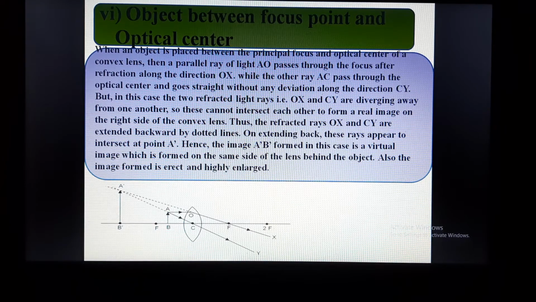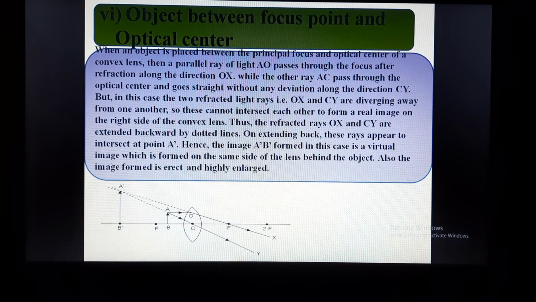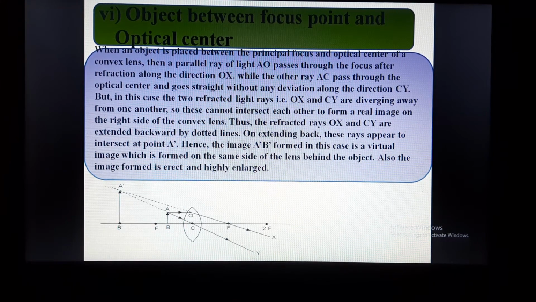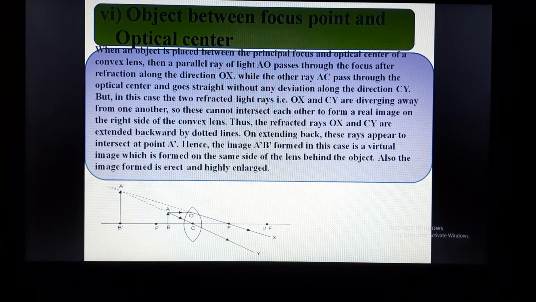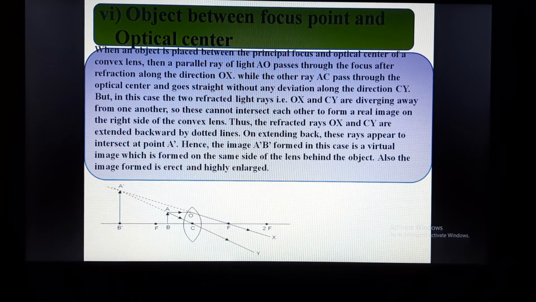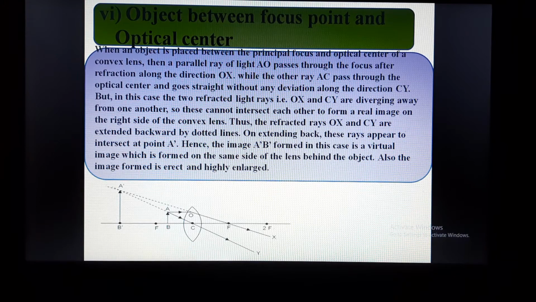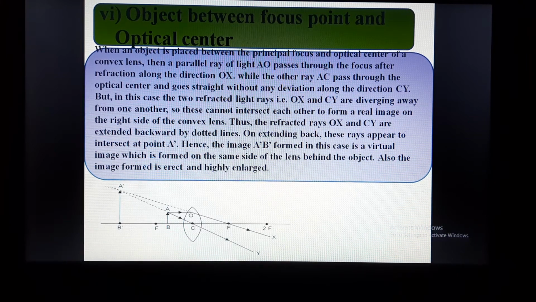Okay, thus the refracted rays OX and CY are extended backward by the dotted lines you see in the figure. On extending back, these rays appear to intersect at point A prime. Hence, the image A prime B prime formed in this case is a virtual image, which is formed on the same side of the lens behind the object.